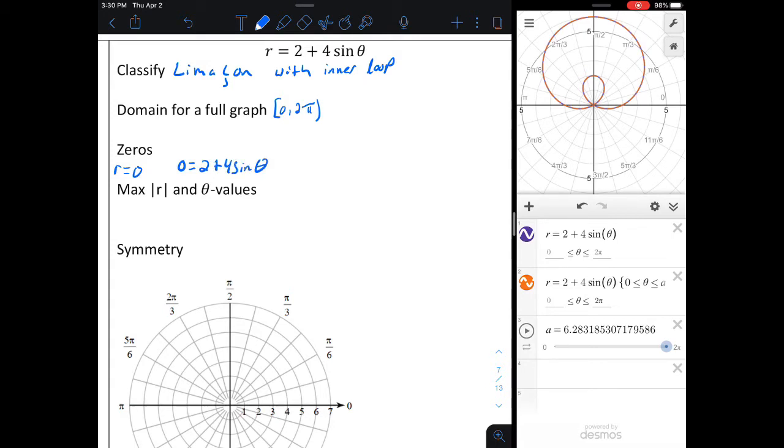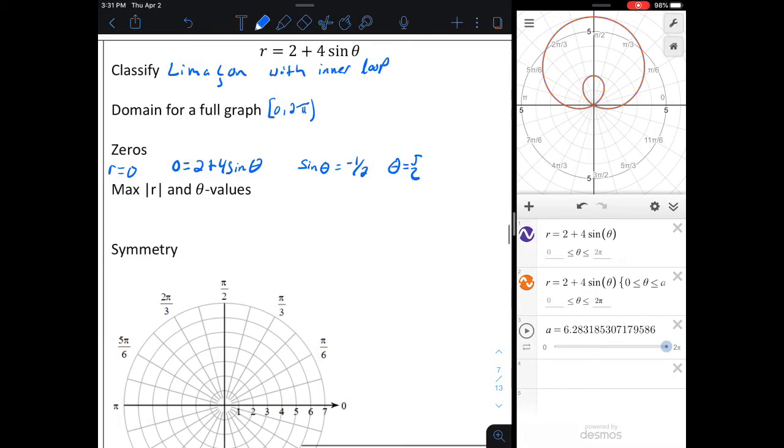Well, r is going to equal 0 when sine of theta is equal to negative 1/2. And then I use some unit circle intuition to figure out, well, where does sine equal negative 1/2 on my unit circle? And inside of that domain from 0 to 2 pi, it equals it at 7 pi over 6 and 11 pi over 6.